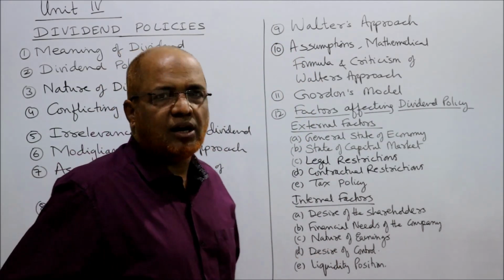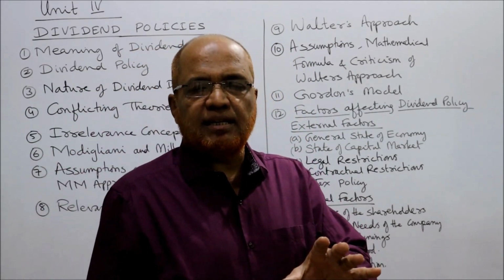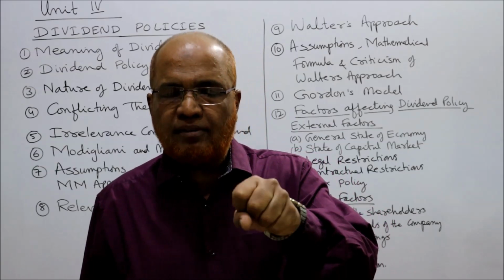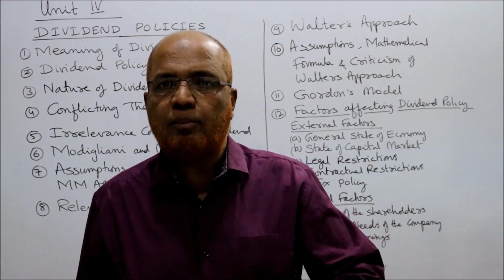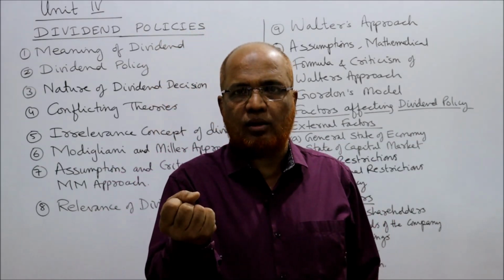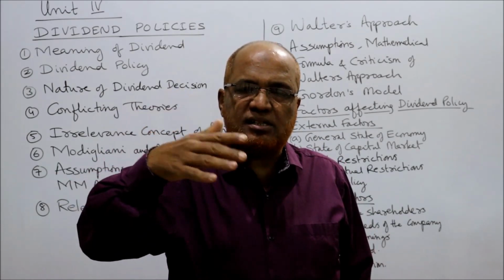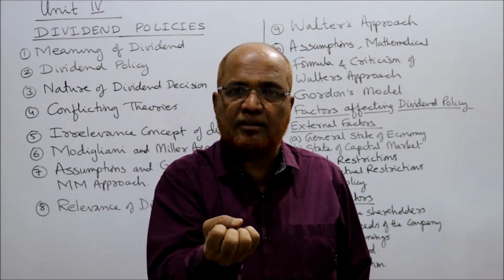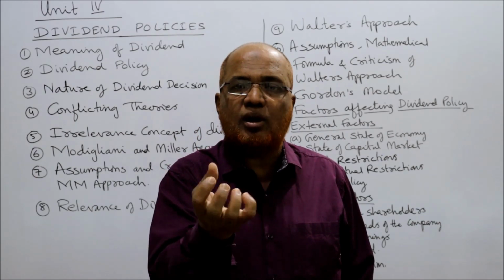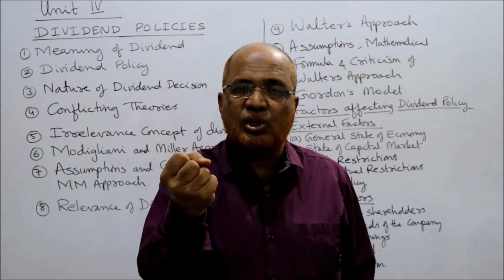नेक्स्ट है डिजायर ऑफ कंट्रोल. डायरेक्टर्स ये चाहते हैं कि कंट्रोल शुड नॉट बी डाइल्यूटेड. कंट्रोल डाइल्यूट नहीं होना. जितने ज्यादा नंबर ऑफ शेयर्स रहेंगे उतना कंट्रोल डाइल्यूटेड रहता. कम शेयर्स अगर रहेंगे तो कंट्रोल स्ट्रॉन्ग रहता, कॉन्सेंट्रेटेड रहता.